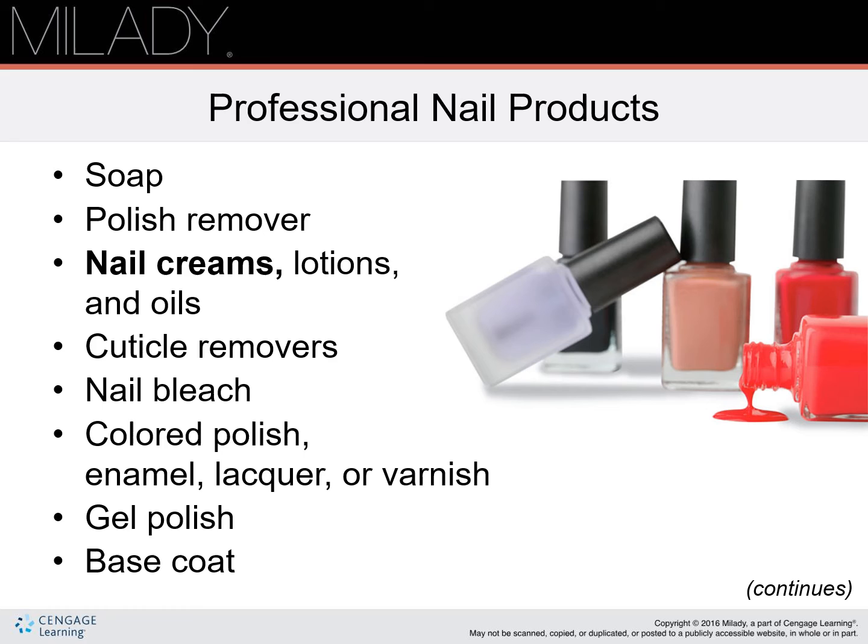Nail bleach. These are used to remove yellow surface discoloration or stains such as tobacco stains. They contain H2O2 or other keratin bleaching agents.